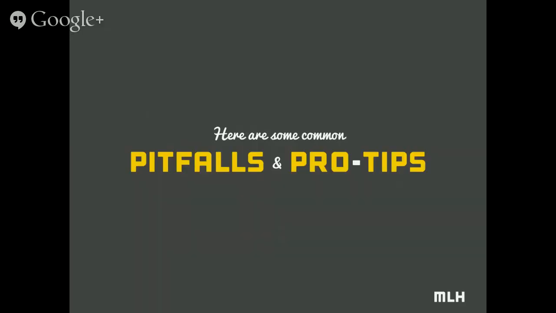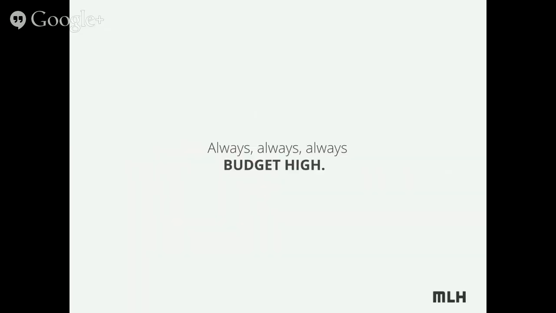Let's talk now about some common pitfalls and pro tips. These are things that we've seen help when you're doing budgeting. So pro tip number one is always, always, always budget high. A mistake I often see is the first-time budgeters will estimate based on what they actually think things will cost, down to the zero. The trick is always budget high, because it's better to have money left over at the end than to have not enough money.